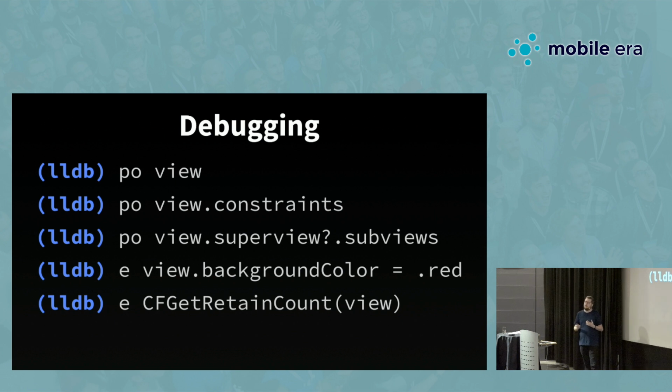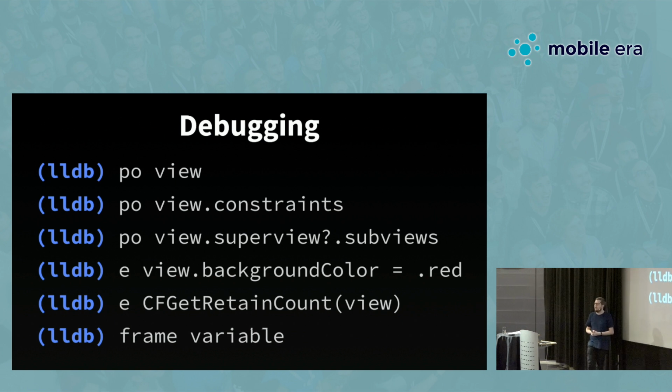And finally, if I want to see all the different variables that are available in the current frame of execution, I can use frame variable. And that way I can see lots of interesting information about what values are currently available to me. So these are just some of the tips of how you can use LLDB in a more powerful way to gain more understanding before jumping onto Stack Overflow.